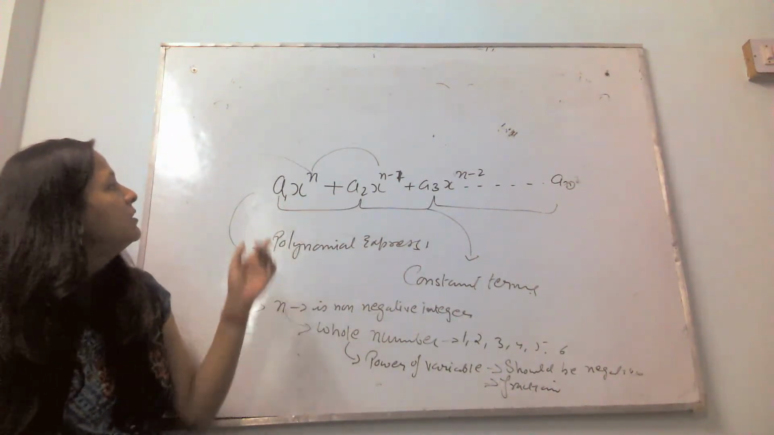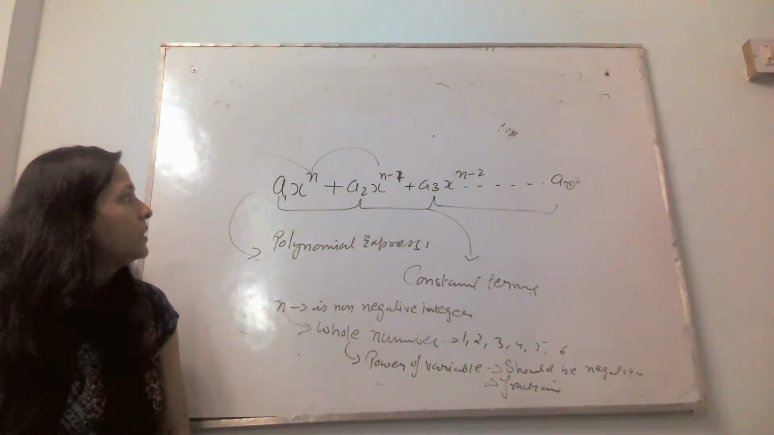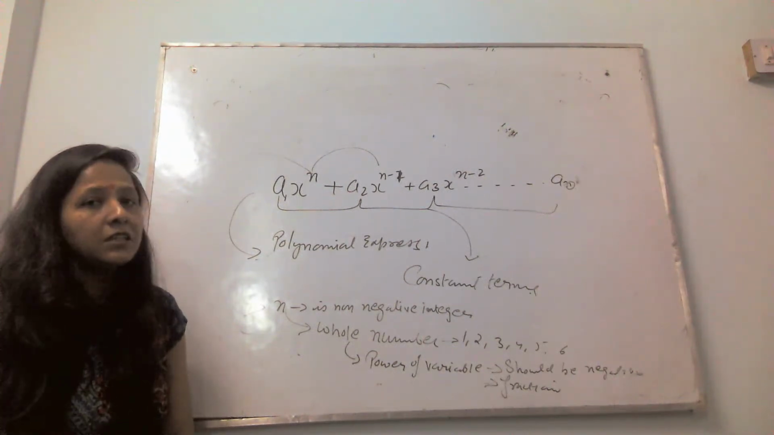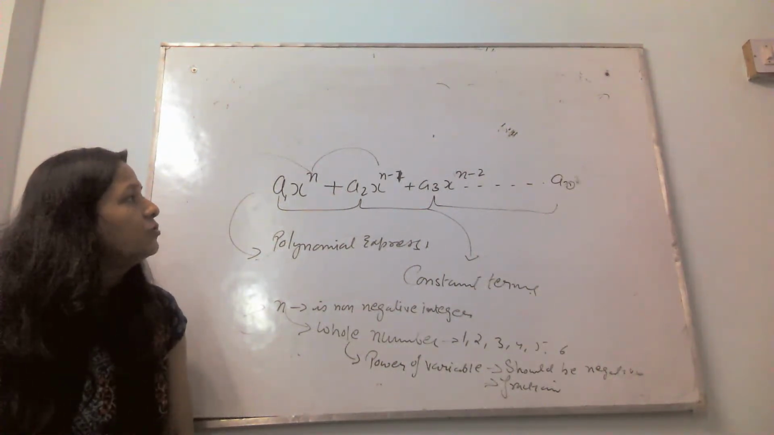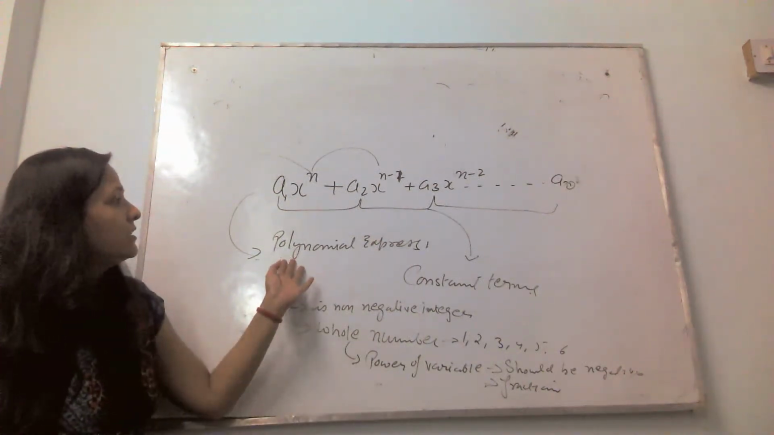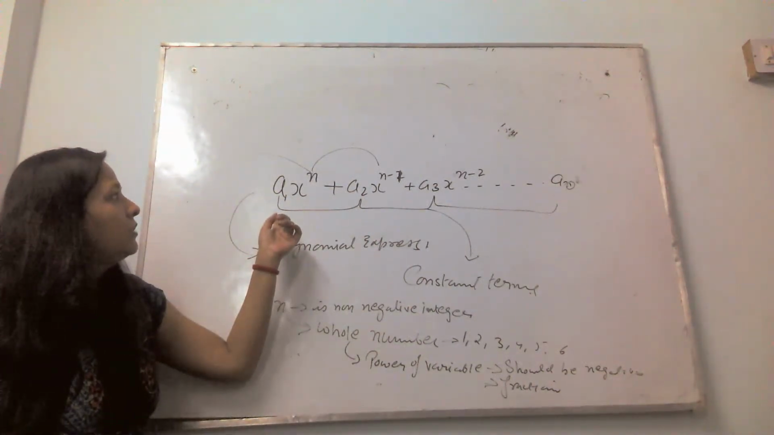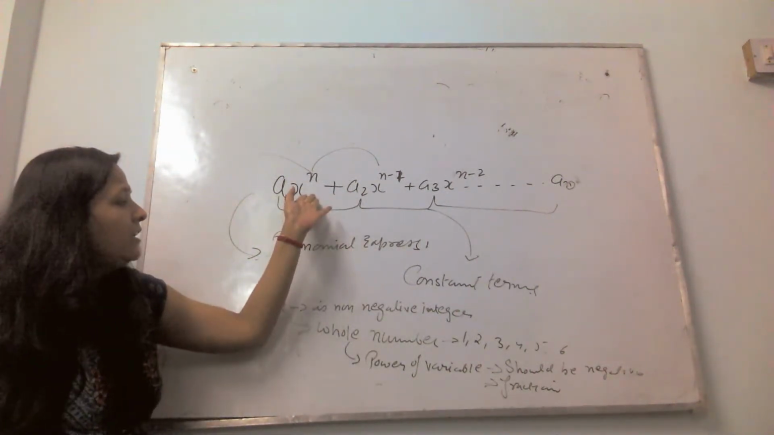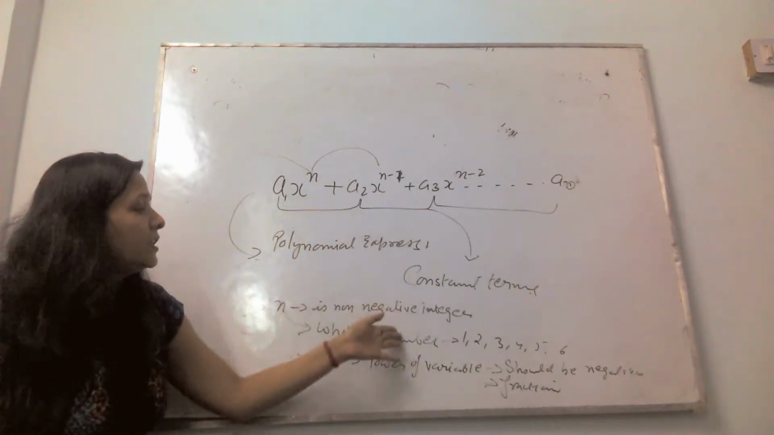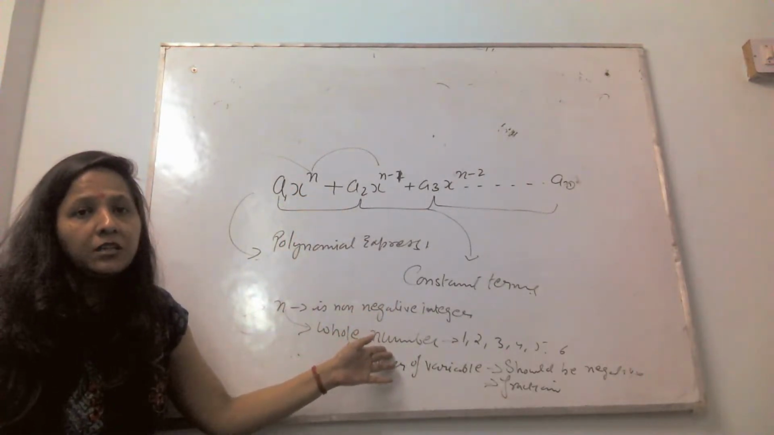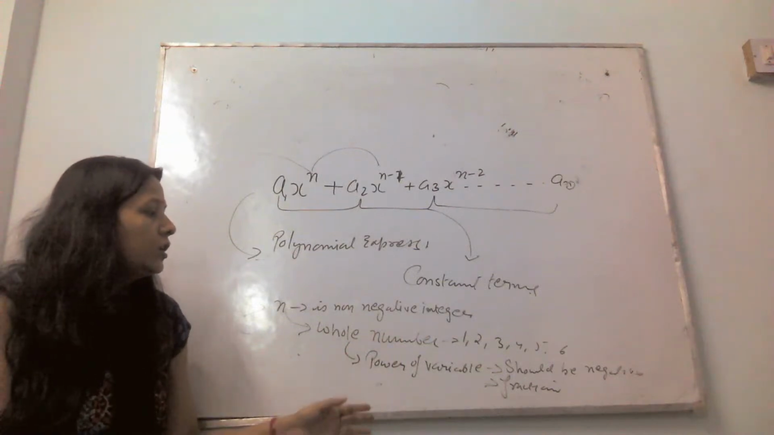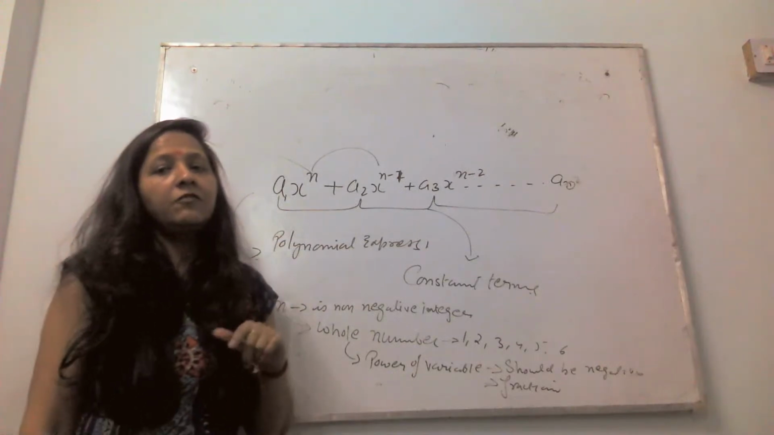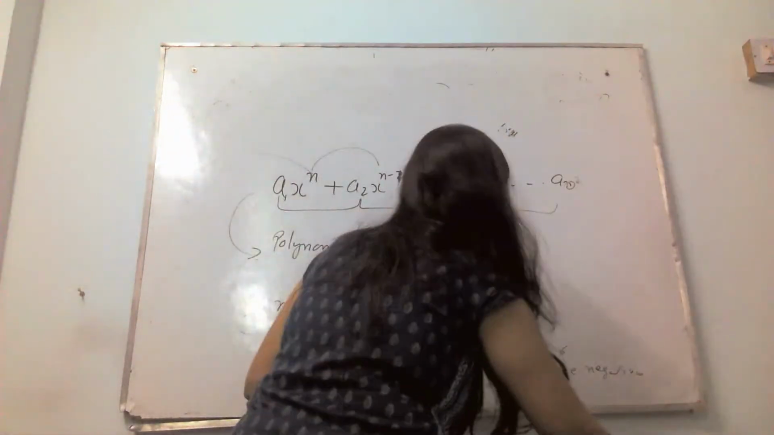An expression in the form of a1 x to the power n plus a2 x to the power n minus 1 plus a3 x to the power n minus 2 and so on is called a polynomial expression, where a1, a2, a3 are called constant terms. n is a non-negative integer, that means it should be a whole number 1, 2, 3, 4, 5, 6. It should not be negative, and it should not be a fraction.